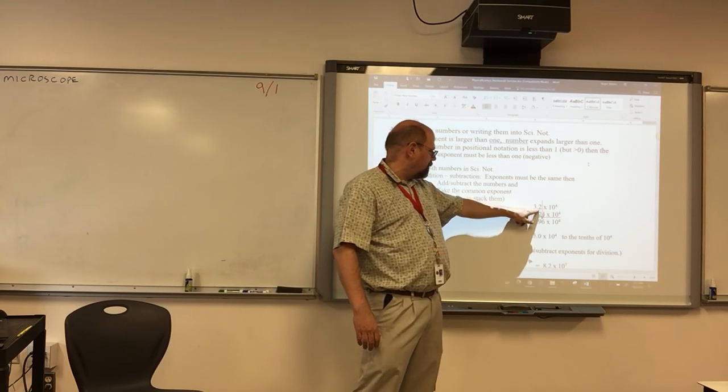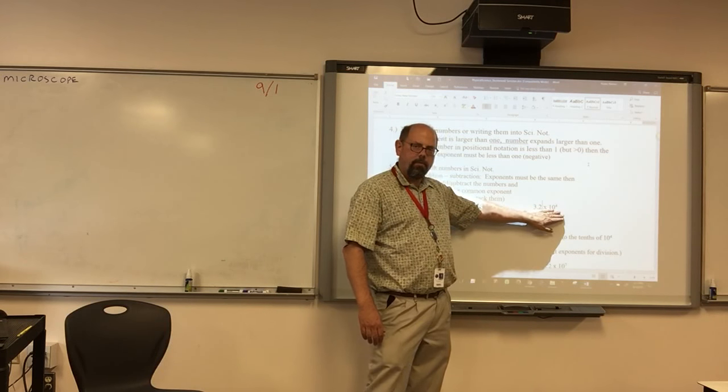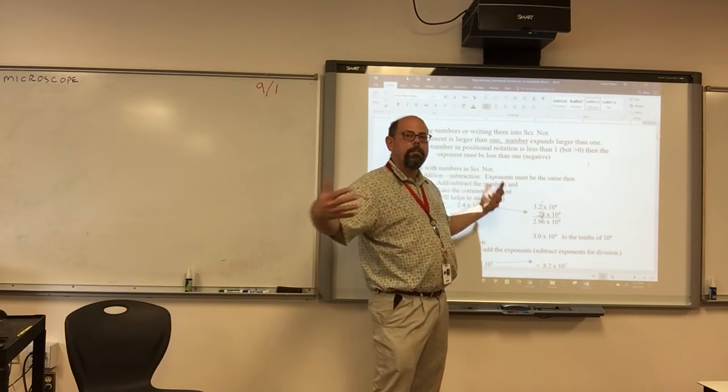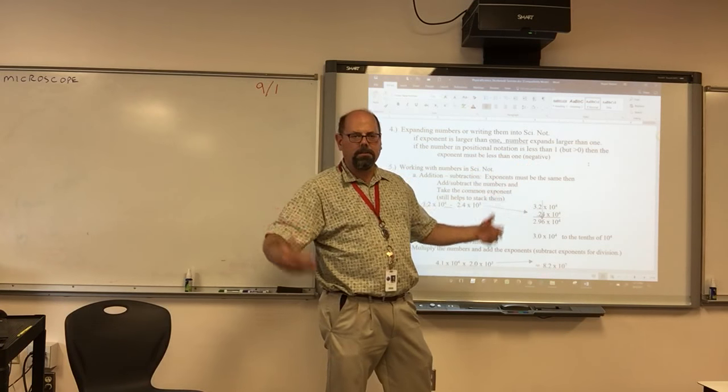So I would move this decimal in a way to take this one, it says 3.2 times 10 to the 4th. I would move this decimal a certain way because the exponent here is larger than 1. I would move it so that this expanded number is larger than 1. That means move that decimal to the right. So whatever the exponent is, that's what the number expanded should be. Positive exponents get expanded to be bigger, 324,000.